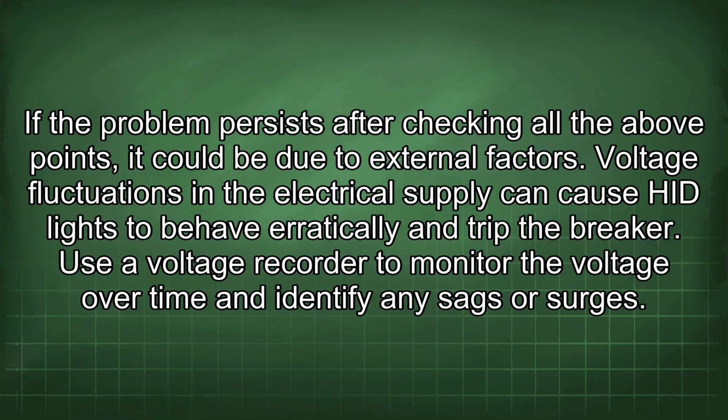If the problem persists after checking all the above points, it could be due to external factors. Voltage fluctuations in the electrical supply can cause HID lights to behave erratically and trip the breaker. Use a voltage recorder to monitor the voltage over time and identify any sags or surges.